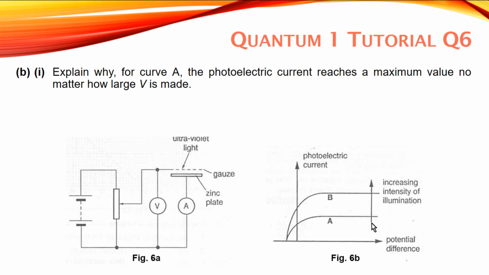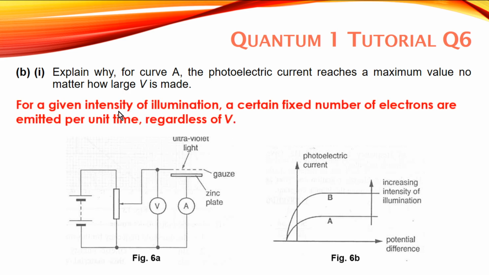So if you look at curve A, throughout the whole experiment, they use a certain fixed intensity. If they shine the same amount of light, they'll get the same number of electrons emitted per second. So that's the first point. For a given intensity of illumination, a certain fixed number of electrons are emitted per unit time, regardless of what voltage you use. Use high voltage, less voltage, doesn't matter. Because you use the same amount of light, you get the same number of electrons emitted per second.